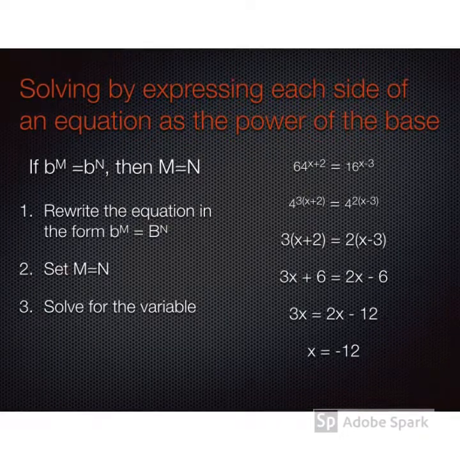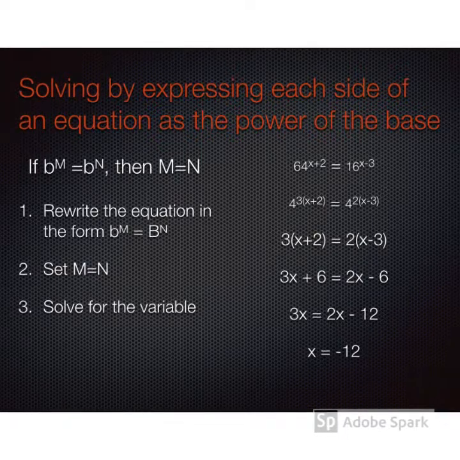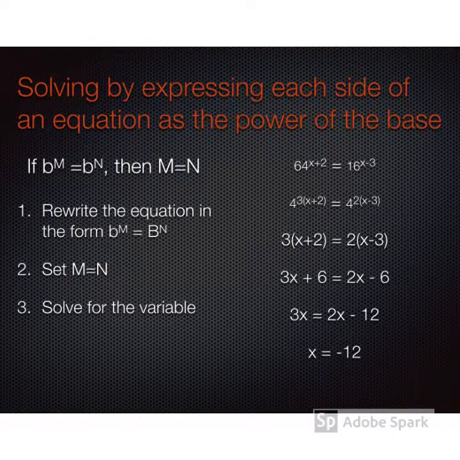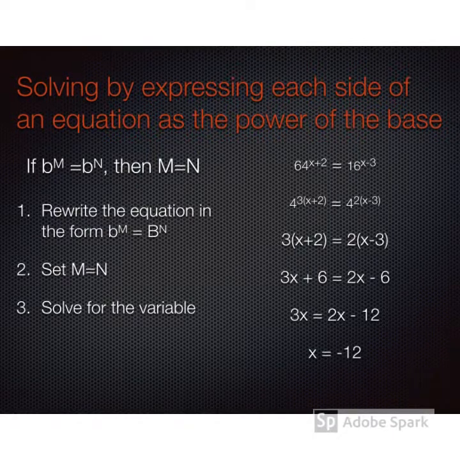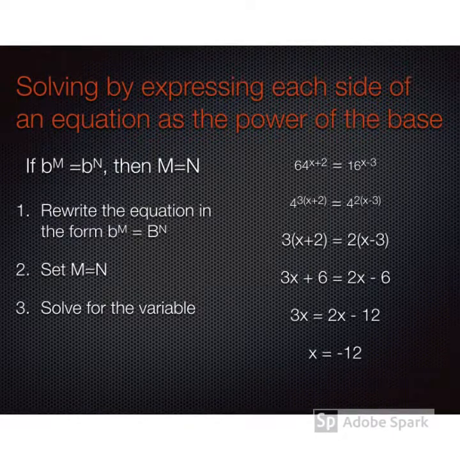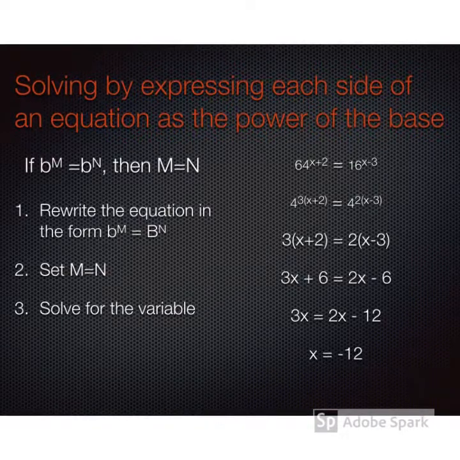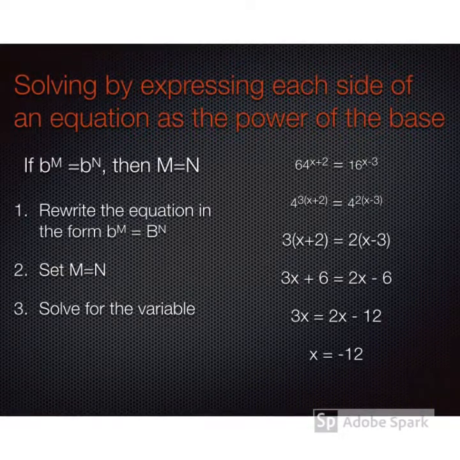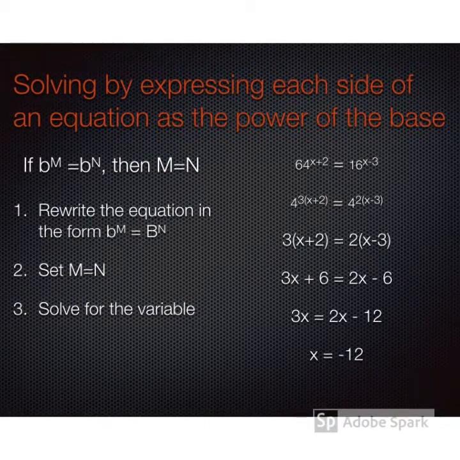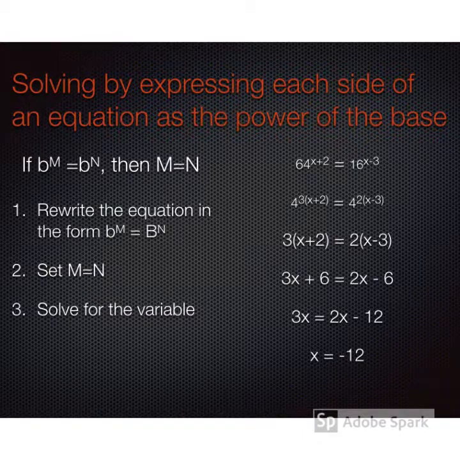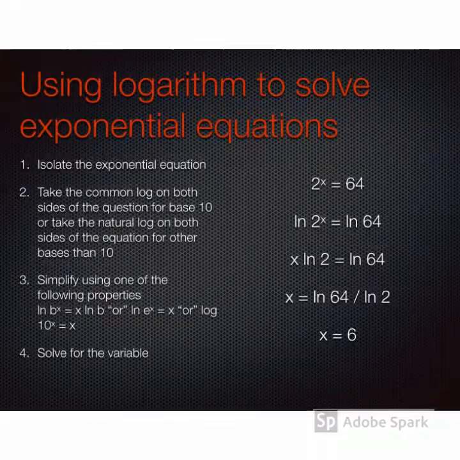So this is another example similar to the one we just did. Now we have 64 to the x plus 2 equals 16 to the x minus 3. The two b's are not equal to each other, so we raise 4 to the third power, and then we raise 4 squared. Now we have the two b's equal to each other, and we can bring down everything except the 4's. 3 times x plus 2 in parentheses equals 2 times x minus 3 in parentheses, and we solve for x, and x is equal to negative 12.